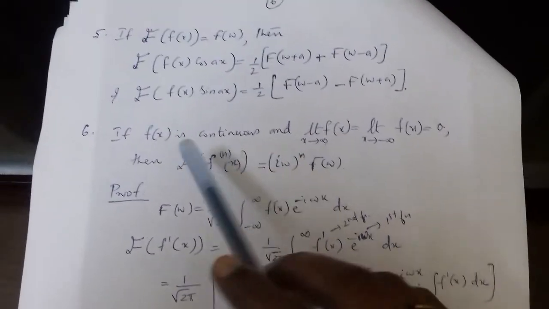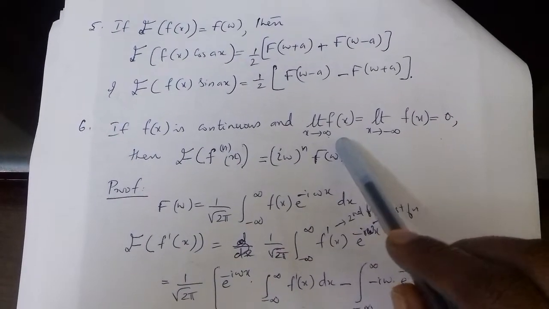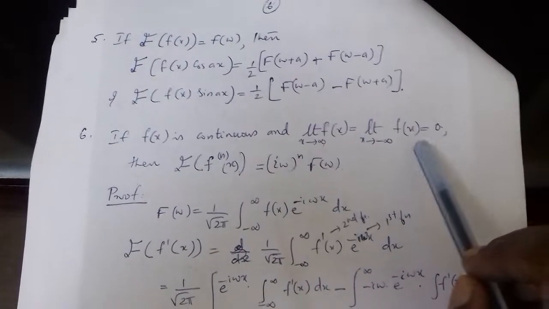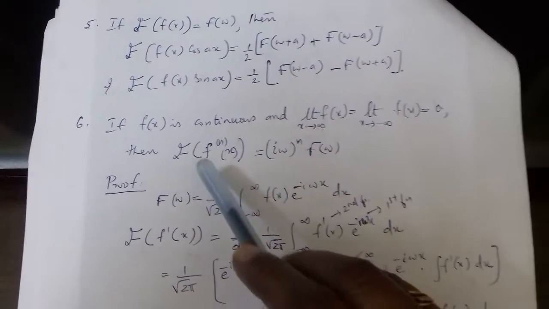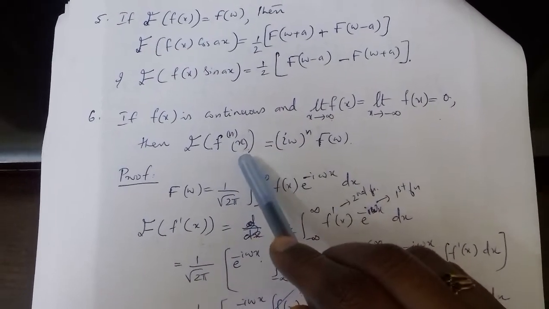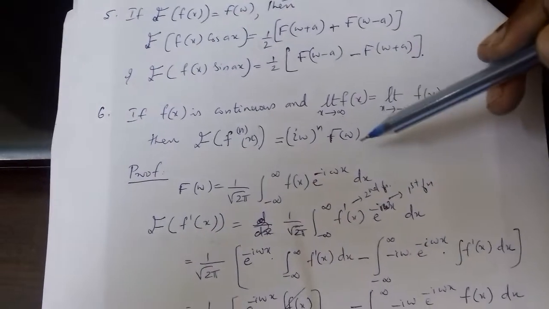So next property, the sixth one: if f of x is continuous and limit x tends to infinity of f of x is equal to limit x tends to minus infinity of f of x is equal to 0, then the Fourier transform of the nth derivative of f of x is equal to (i omega) the whole raised to n into F of omega.